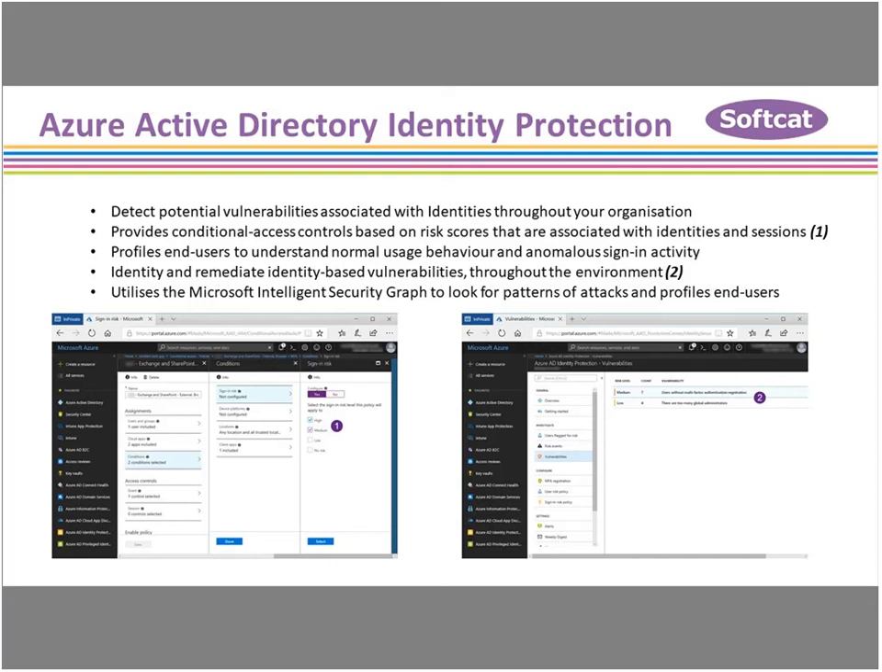Out of the three solutions that we'll talk about today, this is the least post breach, but we felt it was important to cover the identities from a cloud perspective as well as on-premises, which is the next one.